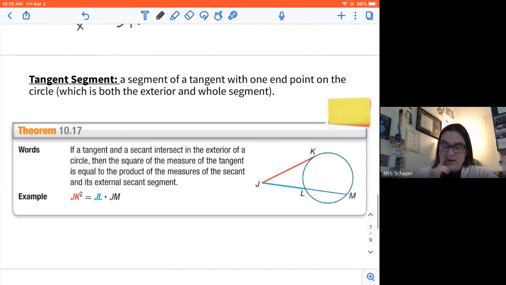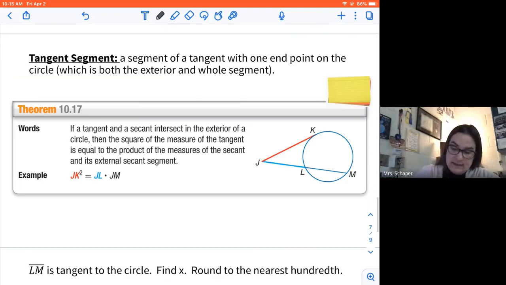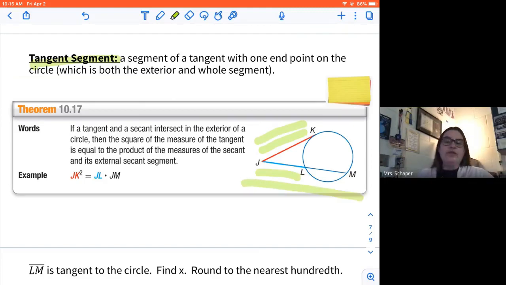The other part we want to talk about is the tangent segment. The segment of the tangent on one end of the circle. When we're looking at this relationship, it's very similar to what we were talking about before. JK times JK is equal to JL times JM. You can still think about it in terms of the external times the whole thing is equal to the external times the whole thing. We can keep that common idea as we're processing through.